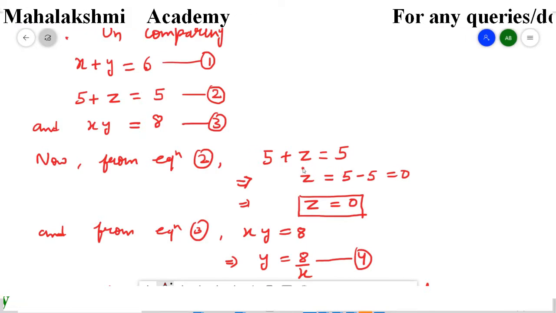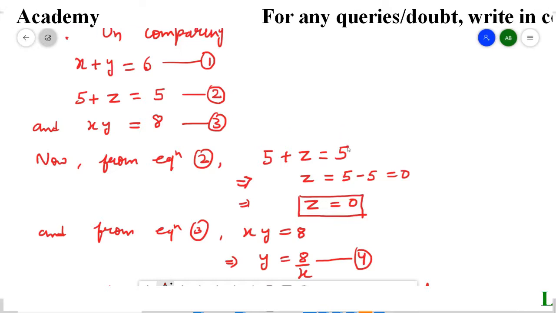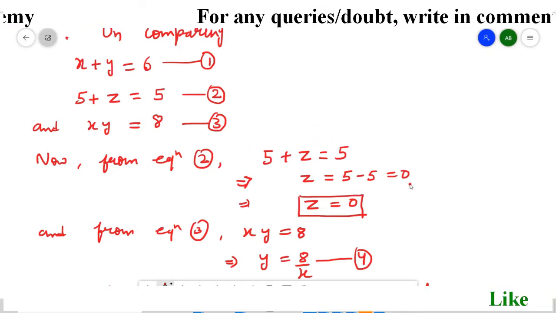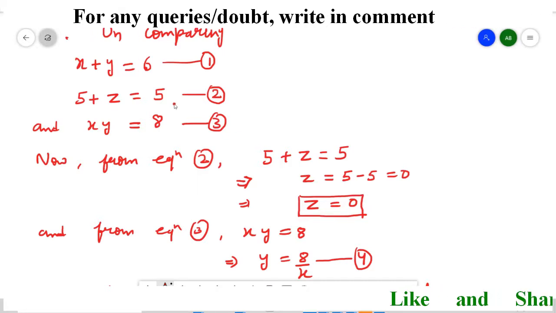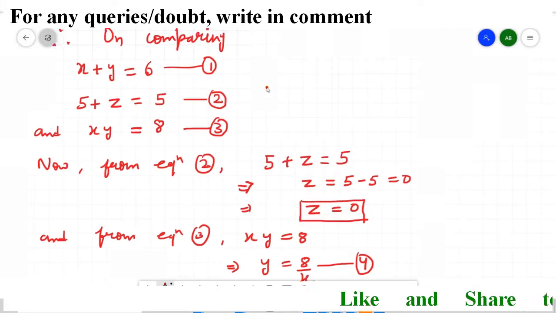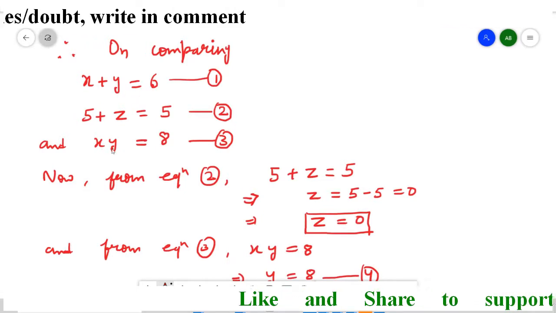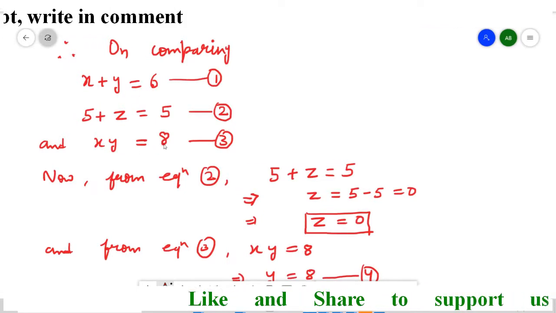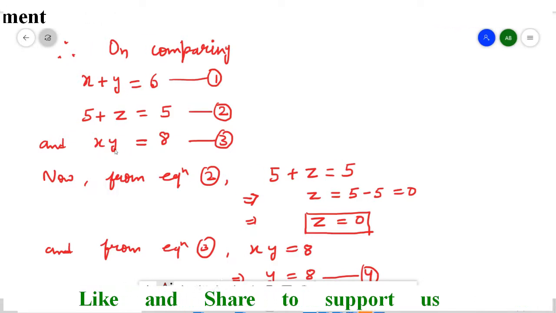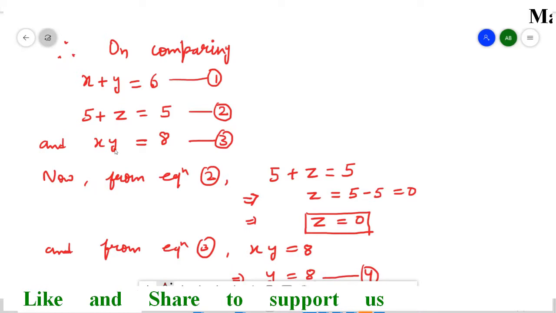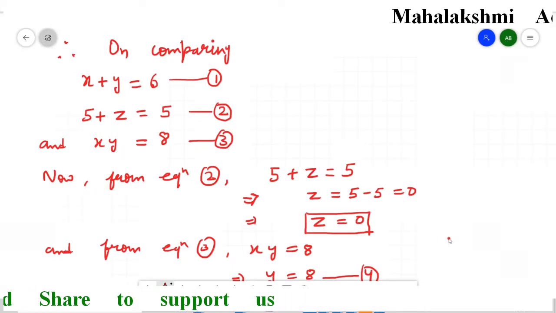We want z. So 5 is on the plus side. When we shift this 5, we will get 5 minus 5 equal to 0. So the value of z is 0. That we obtained from the second equation. Now equations 1 and 3. In equation 1 we have x plus y equal to 6 and here we have x multiplied by y equal to 8. So from any one equation calculate the value of one variable and simply replace it in the other equation. So here I started with the third equation.